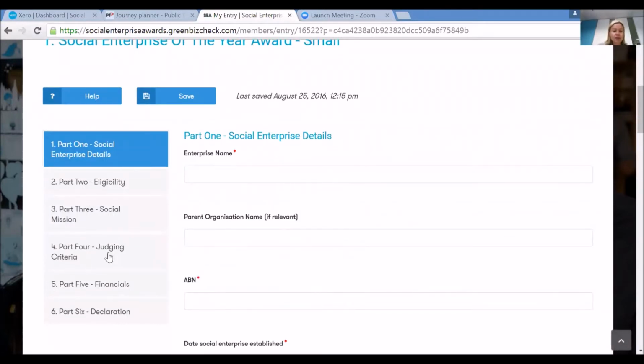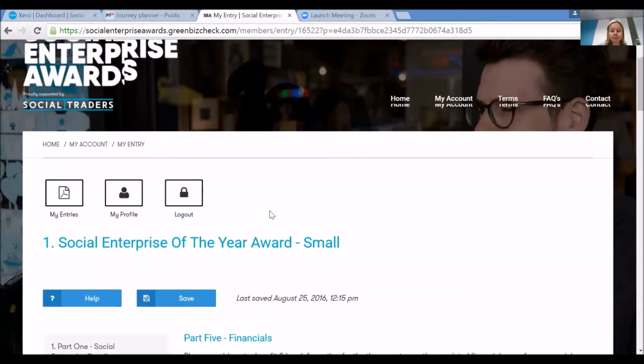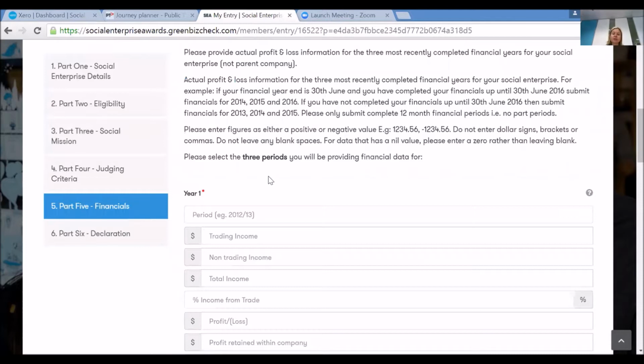So what I'm going to do is skip straight through to part 5 of the financials here, and I'm looking at Social Enterprise of the Year Awards Small. In here you're asked to submit financial information for 3 periods that you're providing financial data for. Depending on which award you're applying for, that will depend on whether you submit actual information or forecast information or a combination of those.